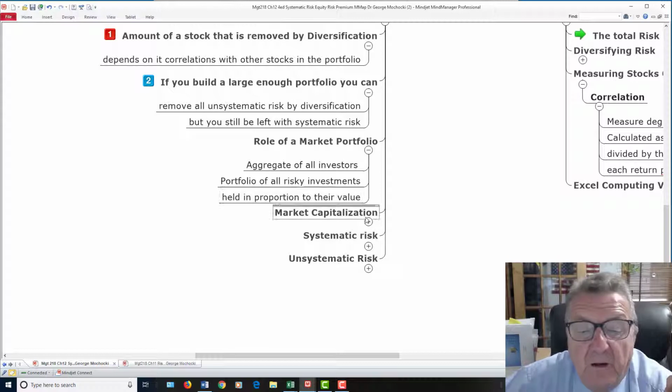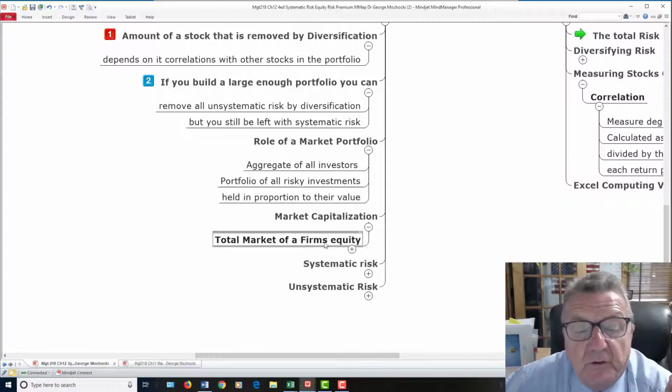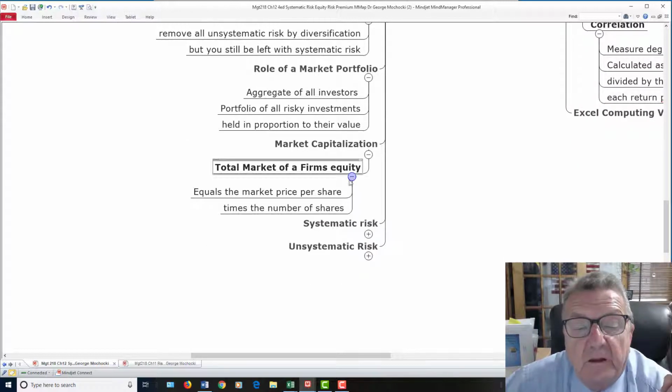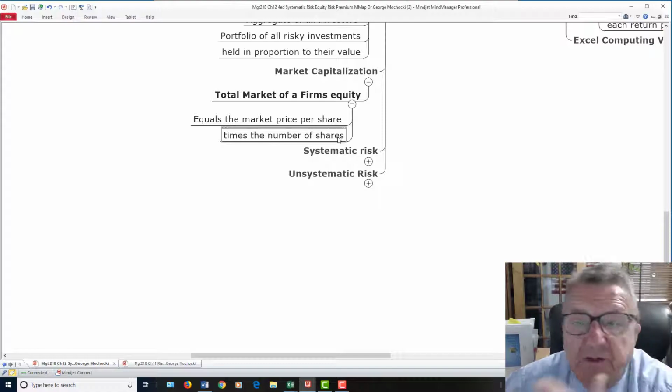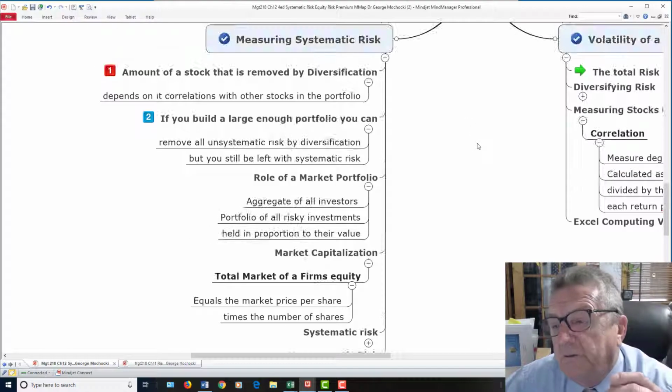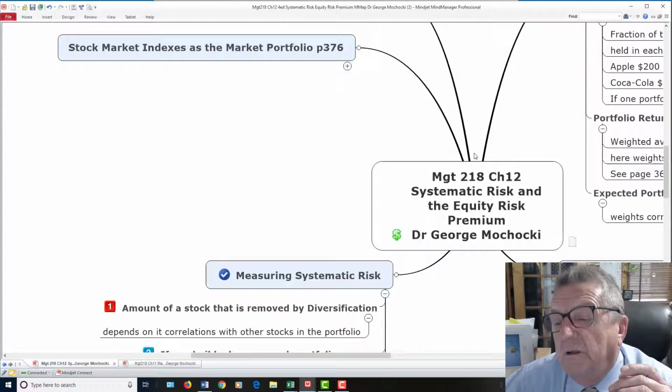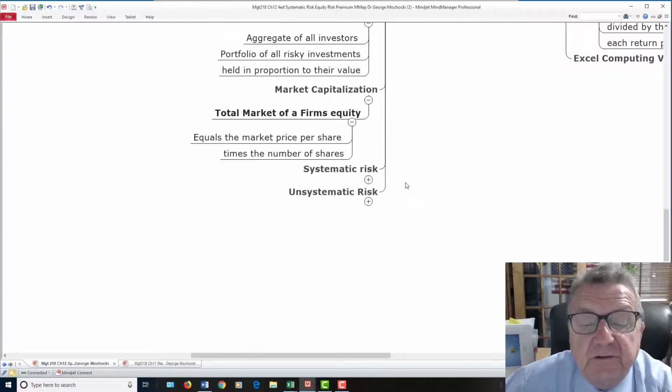Now, market capitalization is the total market value of a firm's equity. Again, it equals the market price per share times the number of shares. Very simple. We did that when we looked at Coca-Cola and the other one I was looking at, Apple. All right. Now let's look at systematic risk.